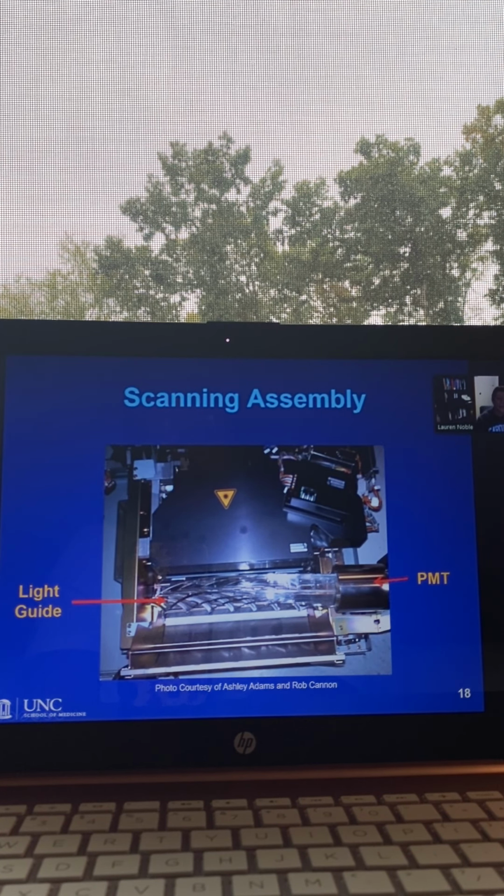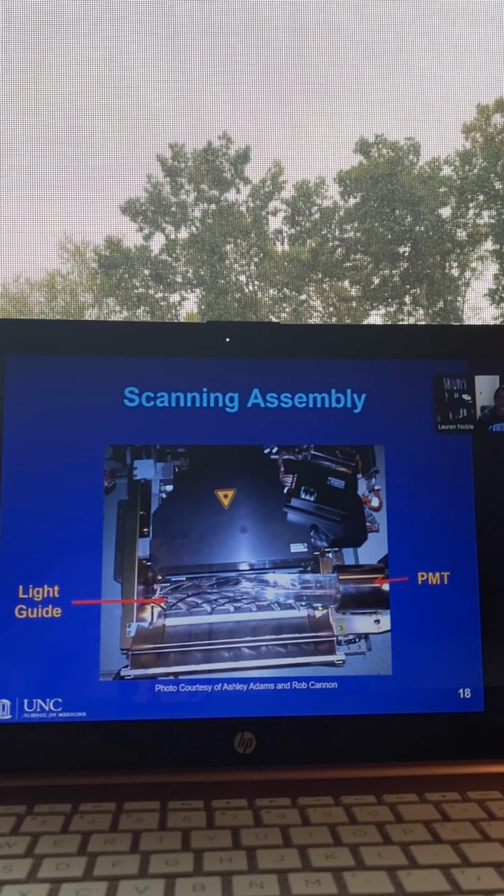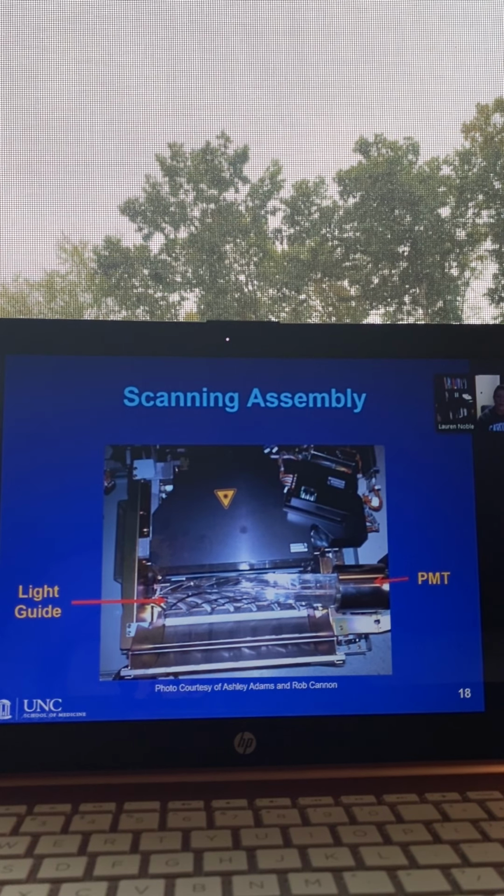Now, that light is our image. We don't want to lose that light. So there's a device here that is referred to as a light guide. There are fiber optics in here. That's why it has this kind of swirly pattern to it. The light will be taken up by the fiber optics and then transferred to a photomultiplier tube. So the light guide will pick up the light, because that's our image, and send it to a photomultiplier tube here.